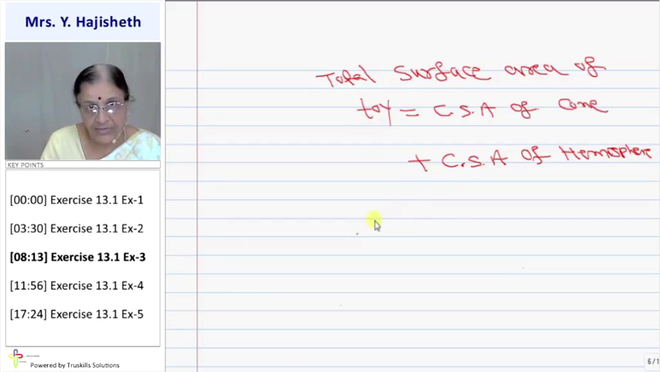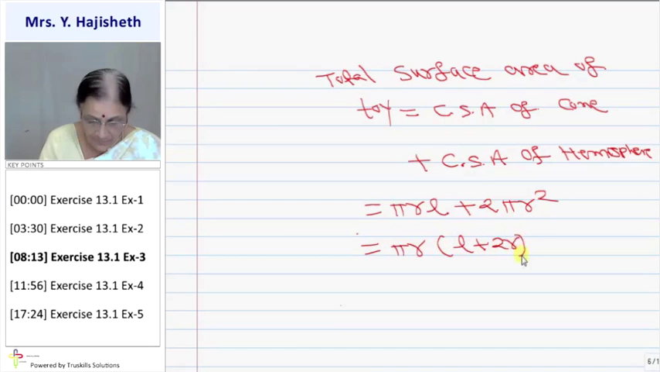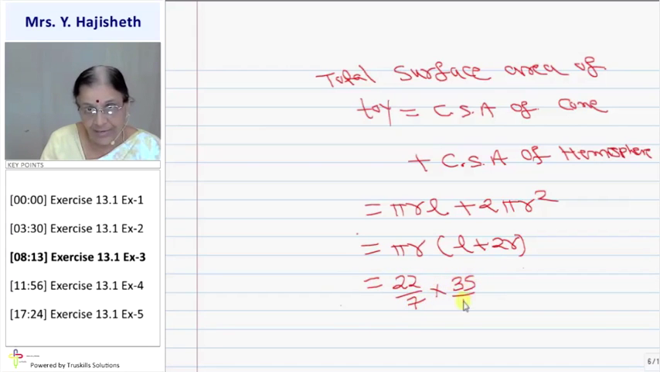Now what is the curved surface area of a cone? It is pi r l, and here is 2 pi r square. You take out pi r common. In the bracket you will get L plus 2R. Now put the value of R, L and pi: 22 by 7. R is given as 35 by 10. And L plus R is given as 12.5 plus 7.